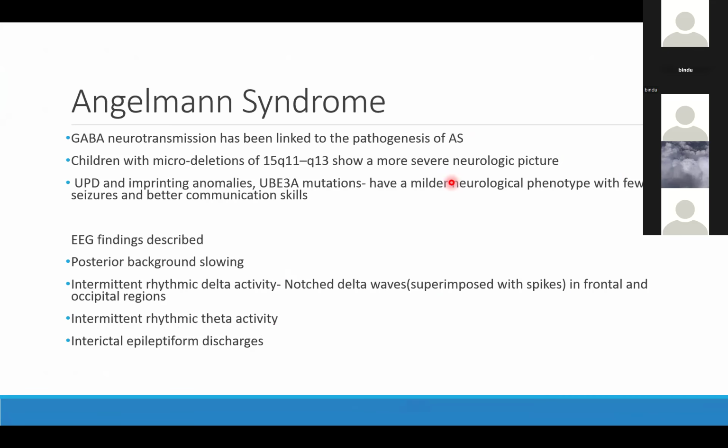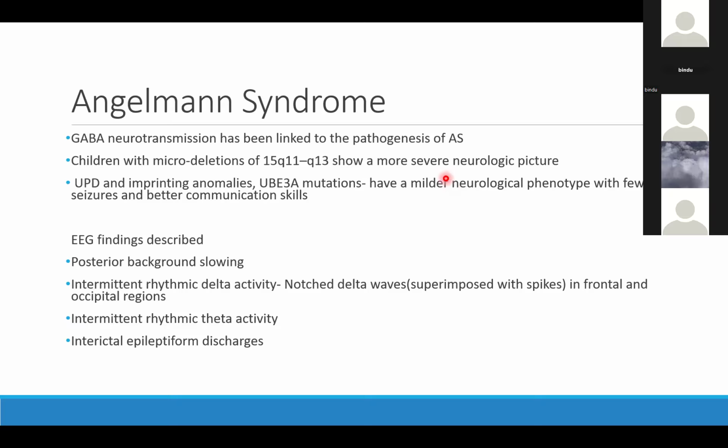Coming to Angelman syndrome. Angelman syndrome has a basic GABA neurotransmission defect, which is linked to the pathogenesis. The children can have various mutational abnormalities. Microdeletions like 15q11 to q13 deletions show a more severe neurological picture, whereas uniparental disomy or imprinting abnormalities have a milder neurological phenotype, and they can have different EEG findings also.